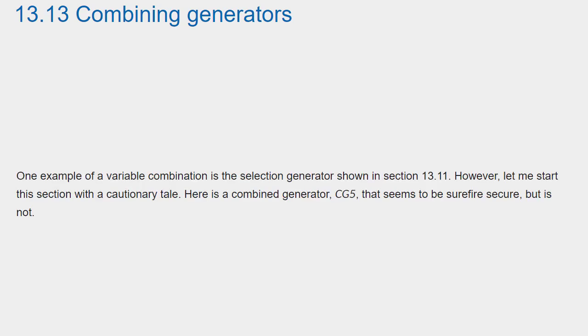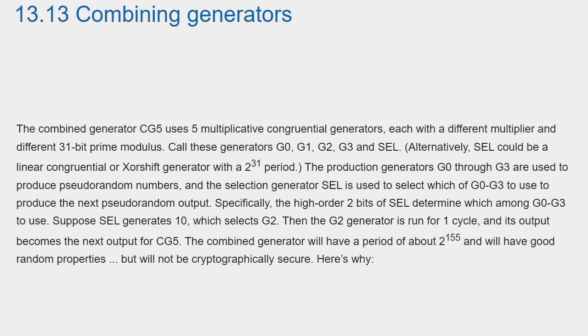Variable combinations. One example of a variable combination is the selection generator shown in section 13.11. However, let me start this section with a cautionary tale. Here is a combined generator, CG5, that seems to be surefire secure, but is not. The combined generator CG5 uses 5 multiplicative congruential generators, each with a different multiplier and different 31-bit prime modulus.